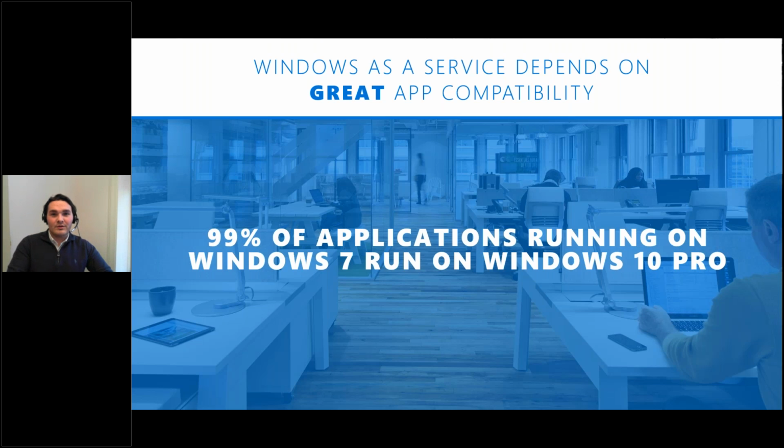But when we talk about this, there might also be some skepticism around converting from Windows 7 to Windows 10 Pro. What might be good to know then is that 99% of all applications that run on Windows 7 run on Windows 10 Pro. So that might give the SMB customer peace of mind, knowing that they don't have to change their third-party applications or whatever it might be just because they are converting.